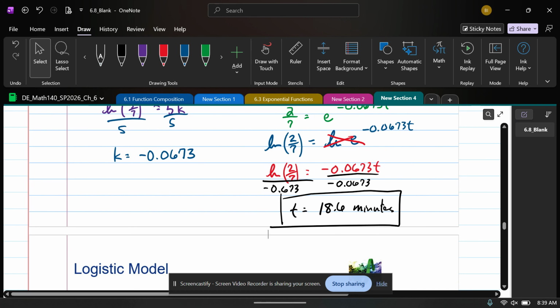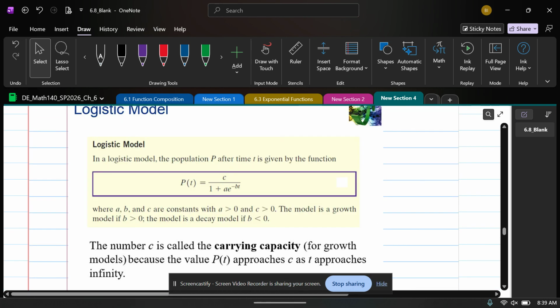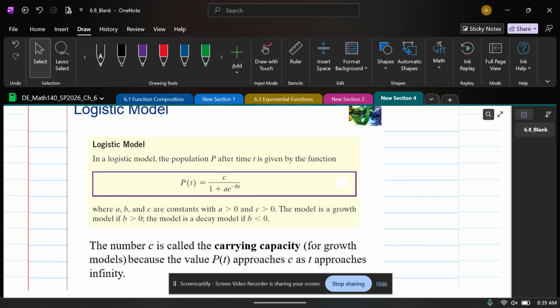Now, logistic model. Last thing. You're going to get these equations given to you in the logistic model section. You're going to have this formula. A, B, and C are numbers, constants. A is something bigger than 0. C is something bigger than 0. If it's a growth model, the B value is going to be greater than 0. If it's a decay model, the B value is going to be negative.